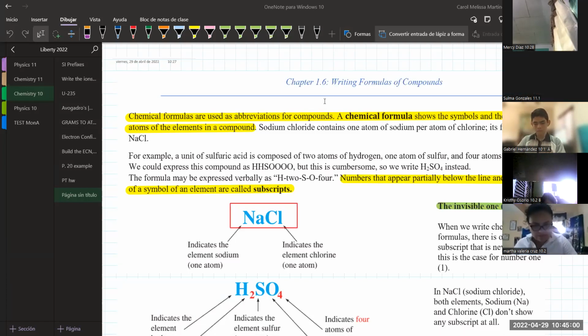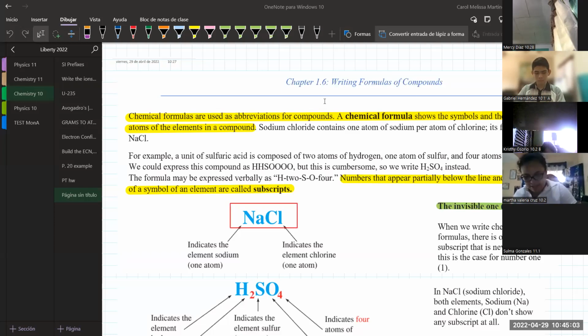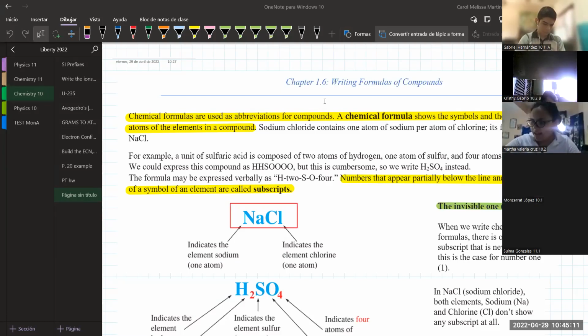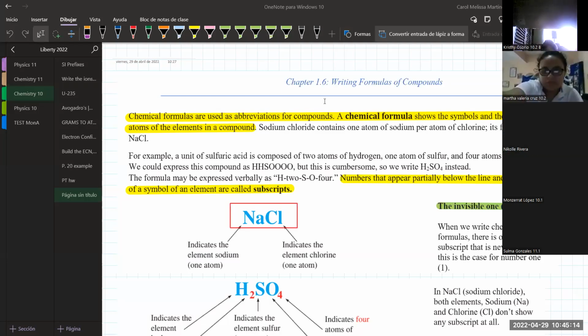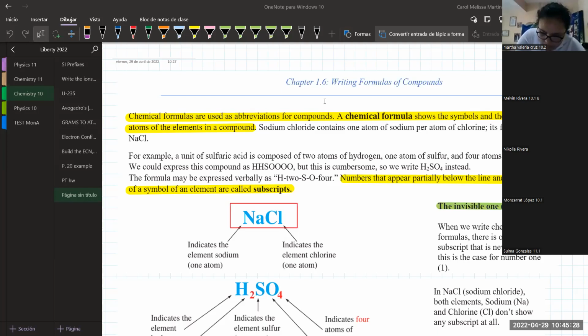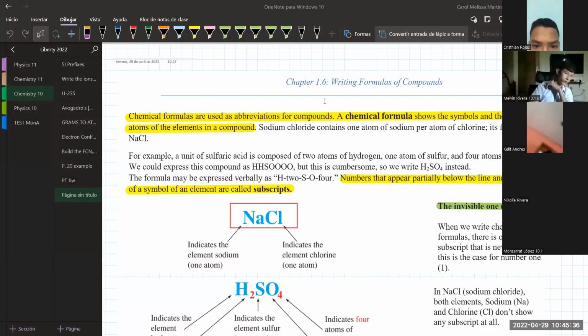Okay, so take a look where it says the invisible one. When we write chemical formulas, there is one subscript that is never shown. This is the case for number 1. So whenever you see a chemical formula, but you don't recognize a subscript, that means that the subscript is going to be 1. The only thing is that it is invisible. So if I ask you the number of atoms of sodium and chlorine in the compound NaCl, because you don't see the subscript, you will know that it is invisible, 1 for each.